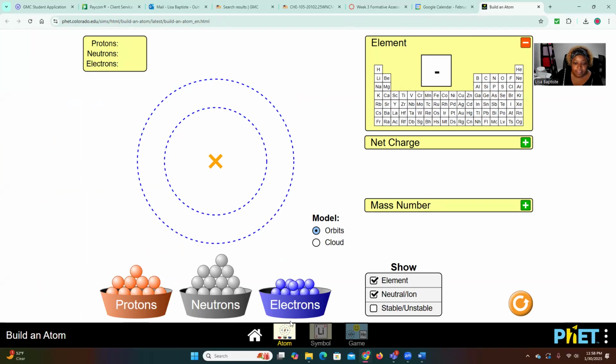Okay, so let me take that out first. All right, so you can add protons and neutrons, and you see, oh, first of all, you want to make sure that that's clicked. So you want the element, neutral or ion, and stable. Okay, so this, you have a proton and a neutron, it shows that it's a positive ion. And then we can add electrons, and that makes it neutral. If you have more electrons than protons, it's a negative ion. And if you have the same number of protons and electrons, it is neutral.